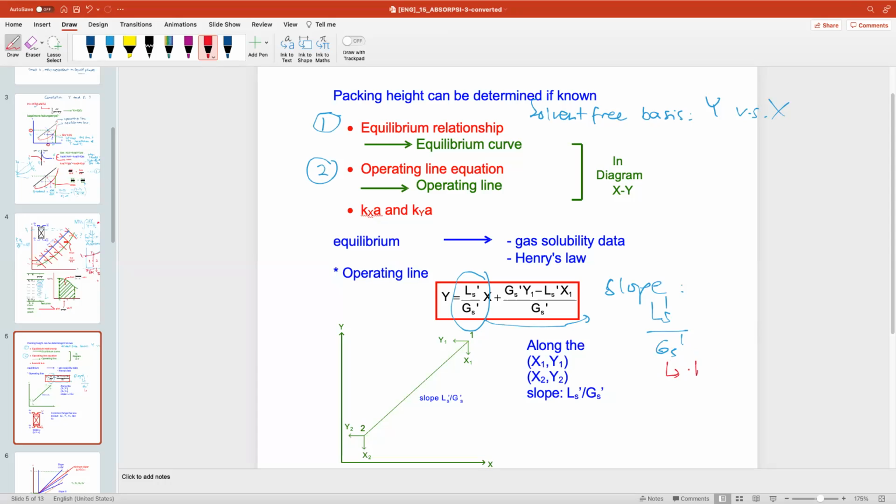So Gs is defined, and the one that can be changed is Ls. We can increase Ls, or we can lower Ls. But again, as chemical engineers, you should think about the consumption, and it may also be related to the operating costs. Don't forget.